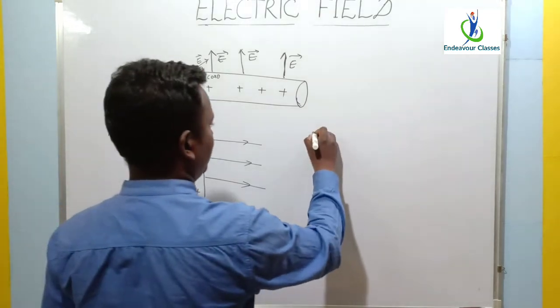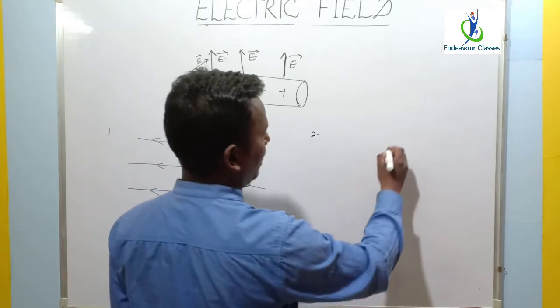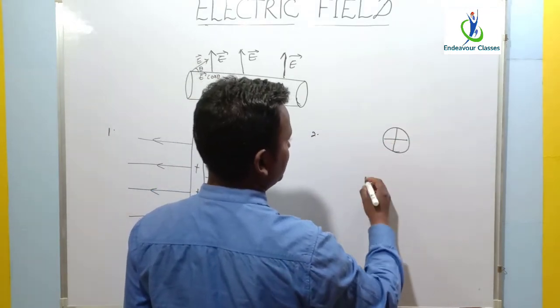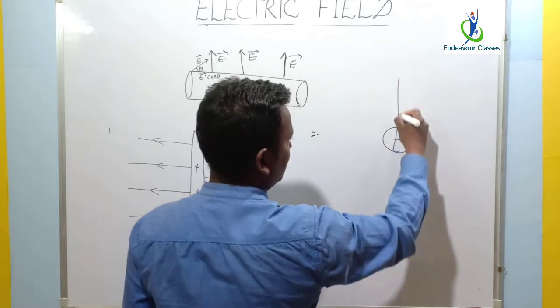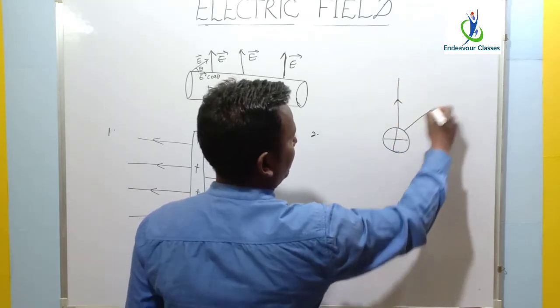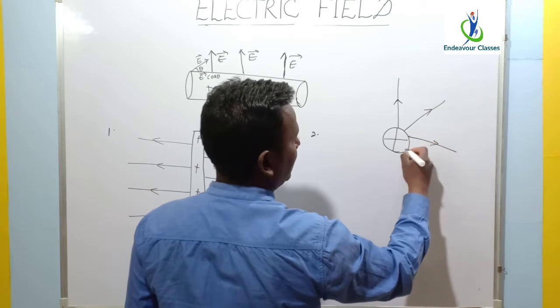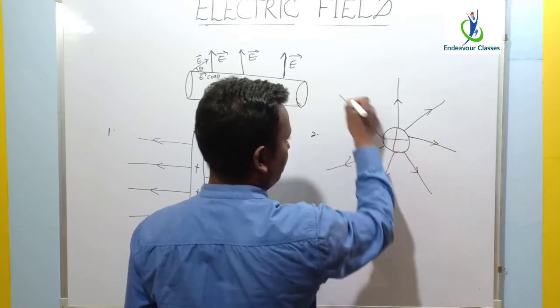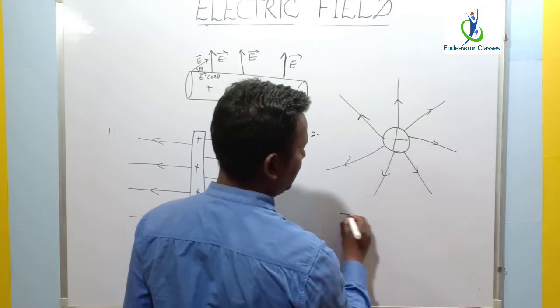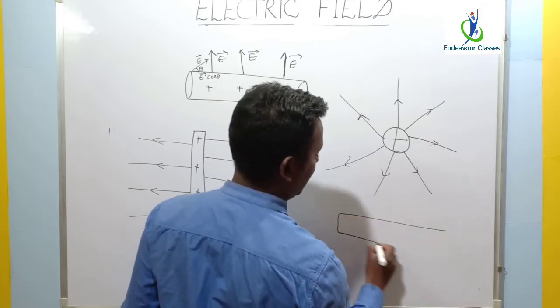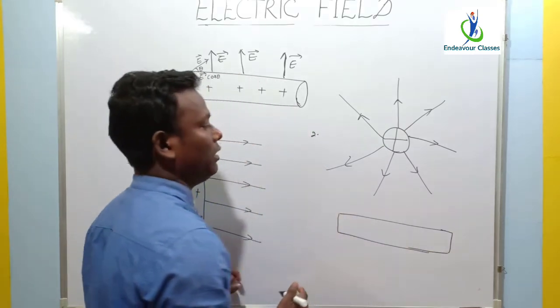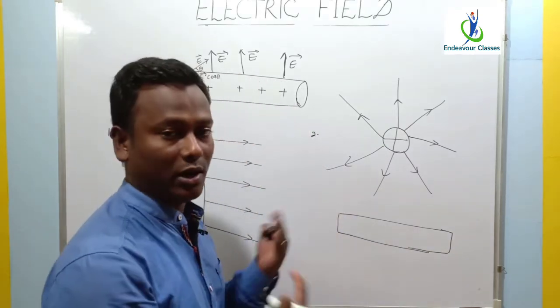Now coming to the second case. Suppose we have a positive charge here. If it was an isolated positive charge, the lines of force would have been radially outwards. But you bring a piece of metal near it. Now how will the electric lines of force be arranged?